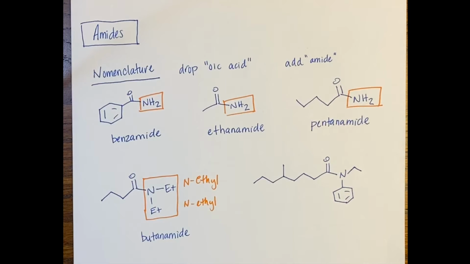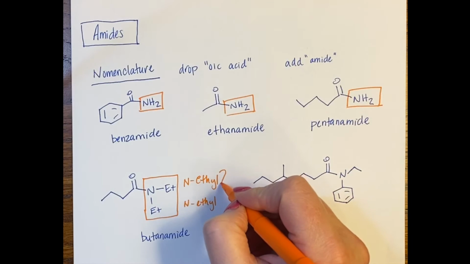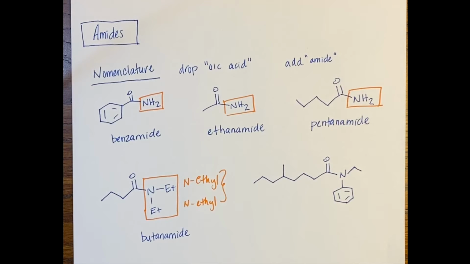And what we know from way back in the beginning of the semester is that we can only have ethyl listed 1 time in our substituents. So what we're going to do is just like we did way back in the beginning of the year, we're going to name this as N,N-diethylbutanamide. N,N-diethylbutanamide for the name of the compound.